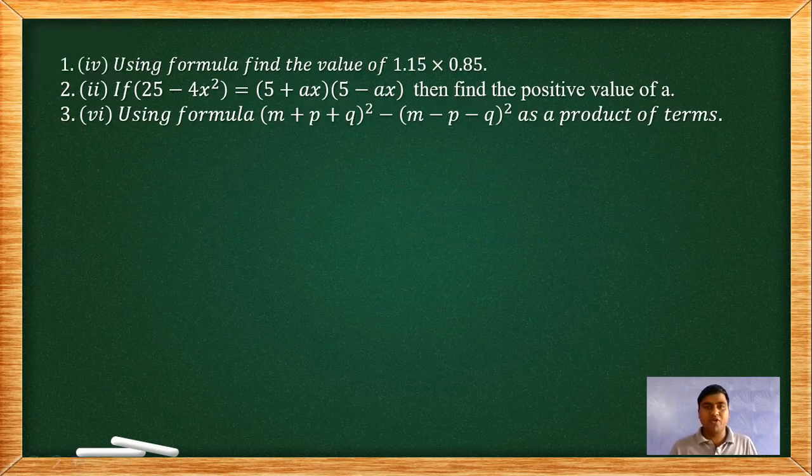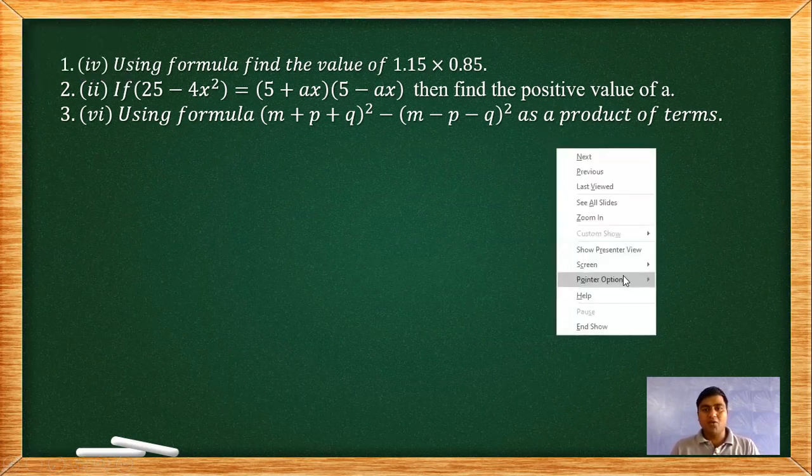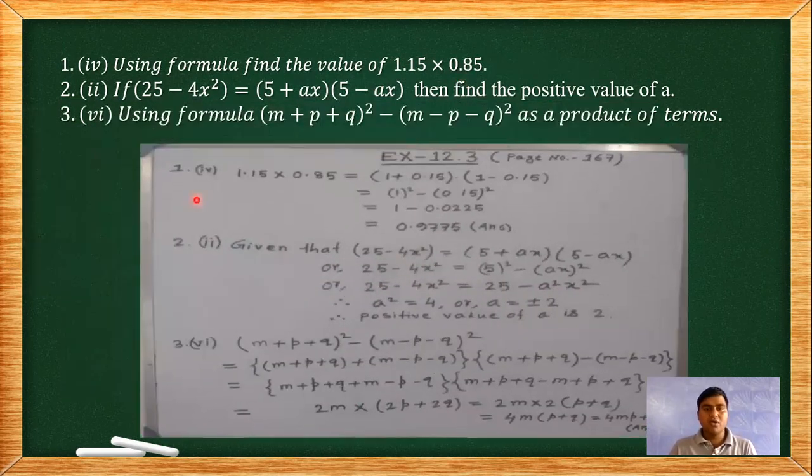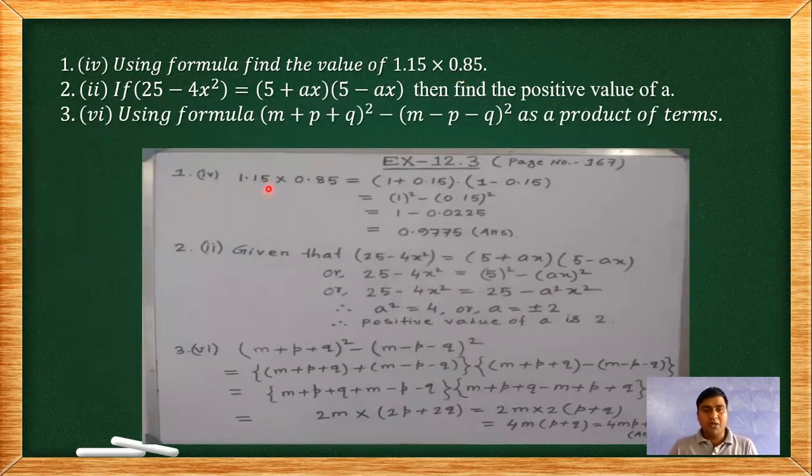In your board book, exercise 12.3, problem number 1 (iv). Using the formula, find the value of 1.15 into 0.85. Now, 1.15 into 0.85 is equal to, we write 1.15 as 1 plus 0.15, into 0.85.